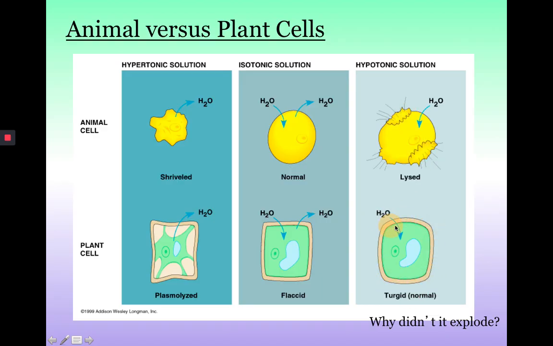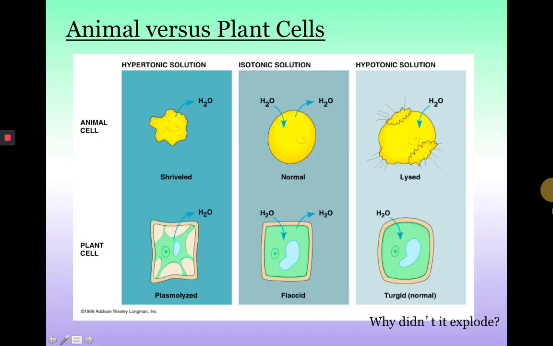Okay, no problem. Look at me. I'm having a great time. I can't explode. Why can't I explode? Why didn't it explode? Because it's got a cell wall. That is the advantage. Okay, that's the advantage of having a cell wall. You can't explode. Okay, explode, no explode. Explode, no explode. Okay, you need to make sure you can identify these.